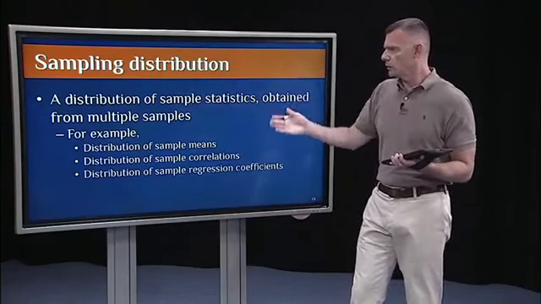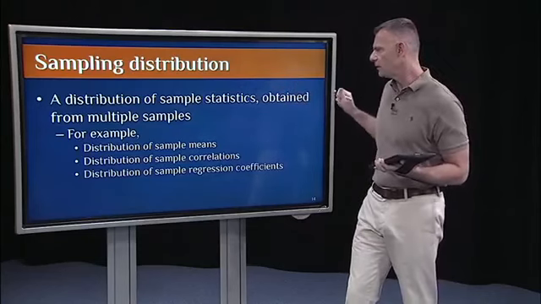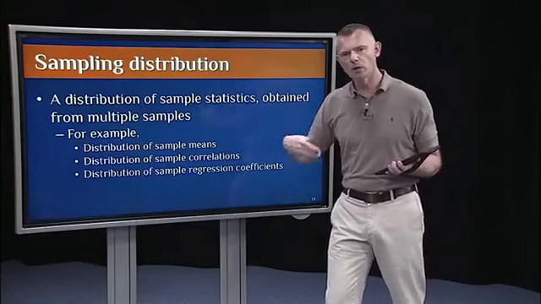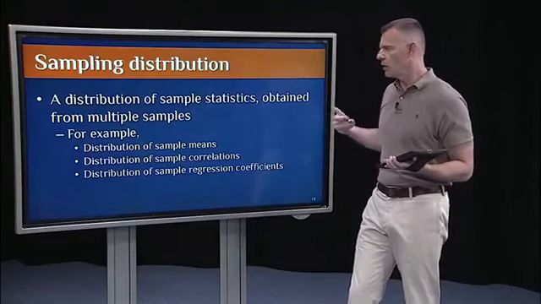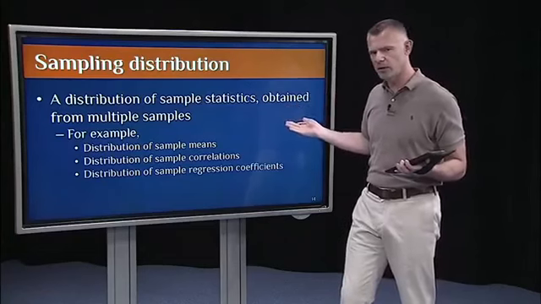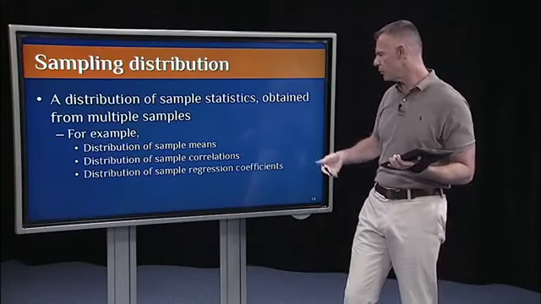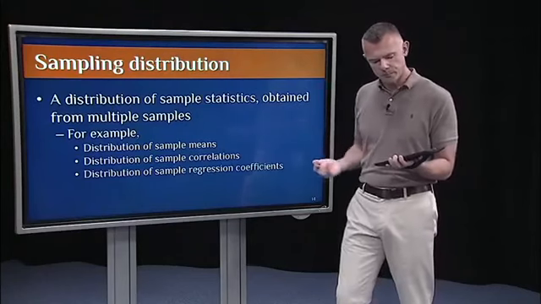So to be clear, a sampling distribution is a distribution of sample statistics obtained from multiple samples. So we could do this for any sample statistic. We could get a distribution of sample means. We could get a distribution of sample correlations. We could get a distribution of regression coefficients.